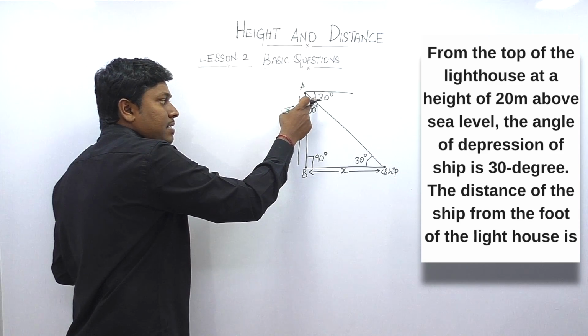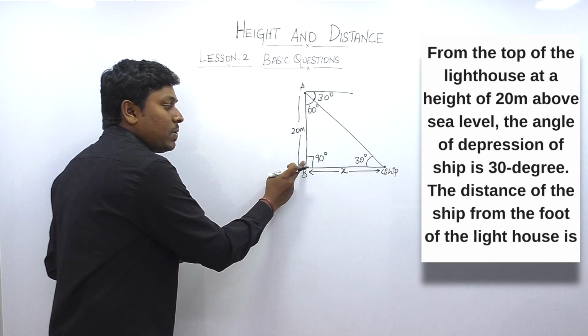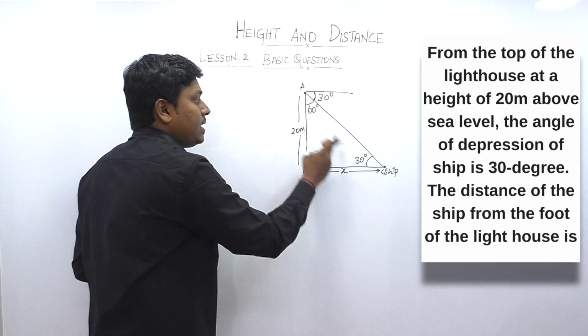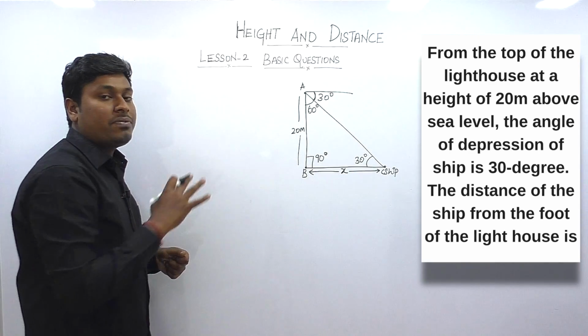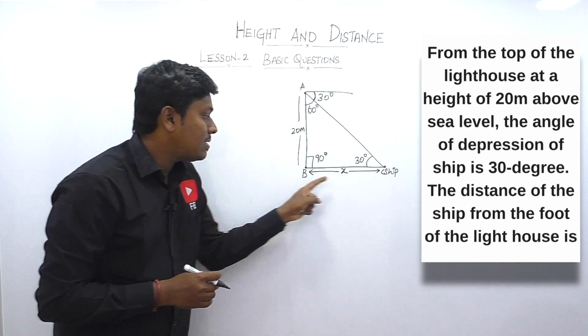If this angle is 30 degree, then definitely we can say that this angle should be 30 degree. Already we know that this is a right angle triangle, so this will be 90 degree. So 90, 30, remaining will be 60. So sum of three angles of a triangle will be 180 degree, and our target is to find what is BC.